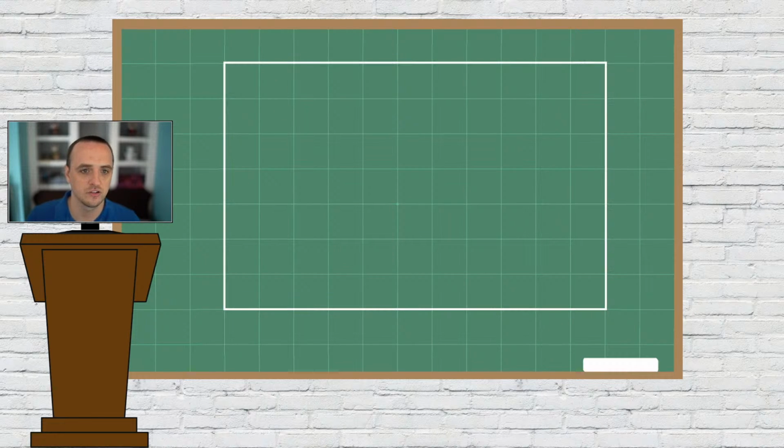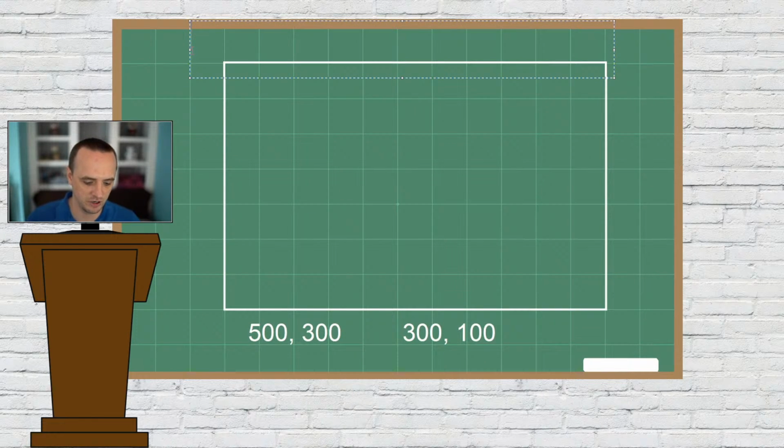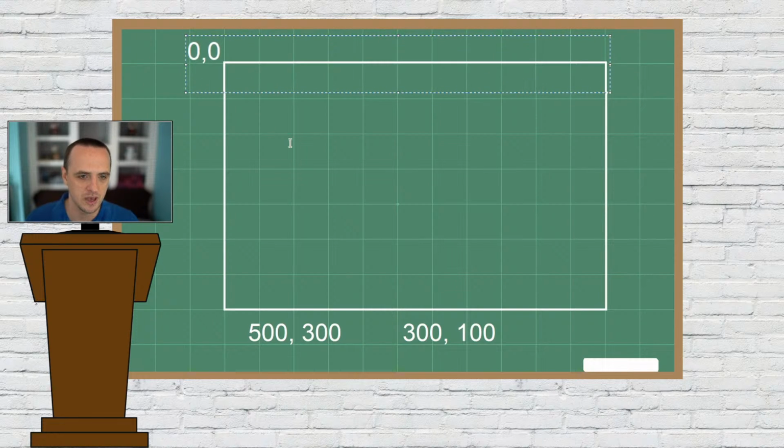Perfect. Okay, so what we're gonna do is I want something to be at, let's say, X location 500, Y location 300, and the width and height are going to be 300 wide and 100 high, okay? So the way that this translates in SFML is, again, we have the 0, 0 up here, okay? And we're increasing X to the left and we're increasing Y downwards.